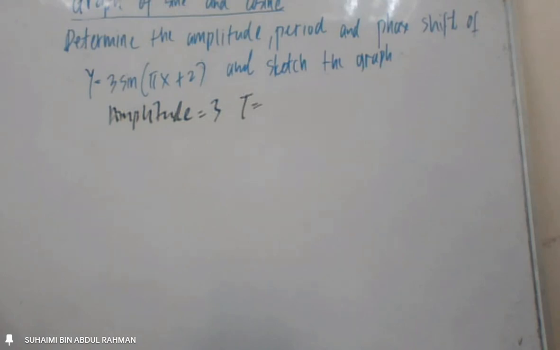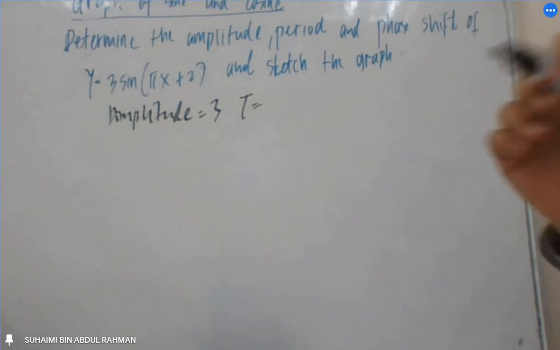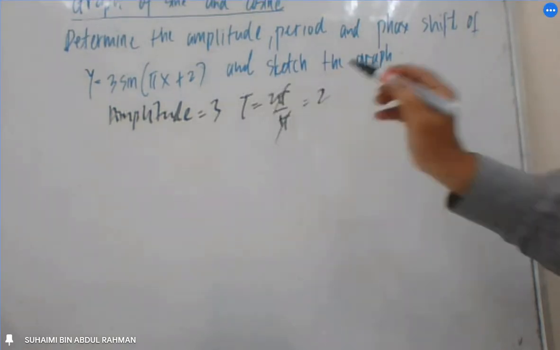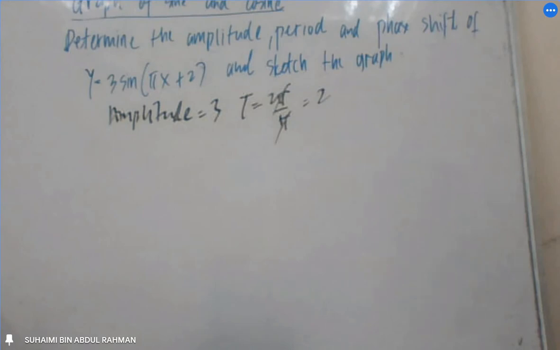2 pi over pi. So 2, right? Now, we encounter the case where the period is no longer in terms of pi. It does not matter. Now, we stick with the period being 2.